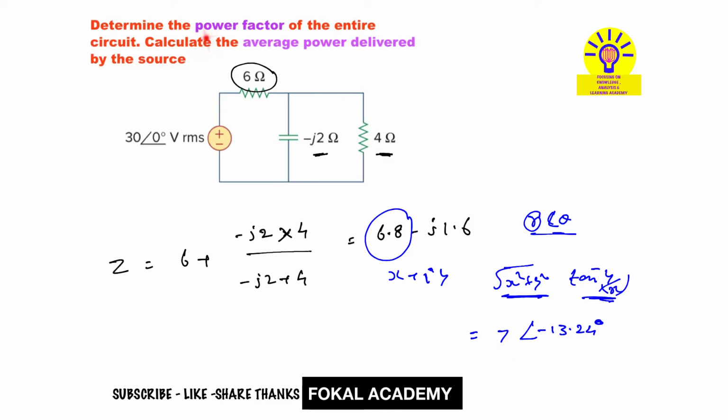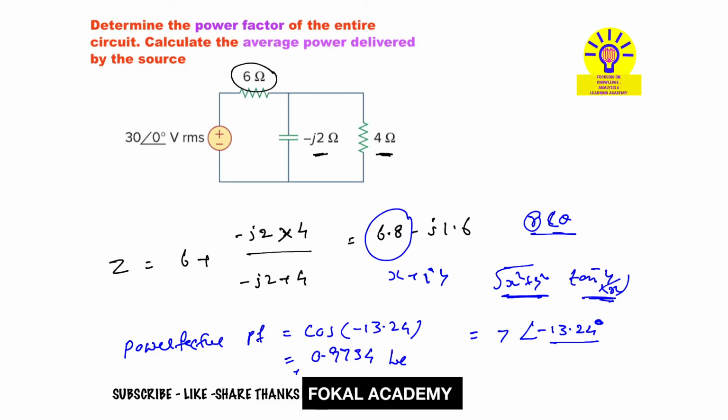Now how to find the power factor? We know that power factor is equal to cos theta. Here theta means minus 13.24. So PF equal to cos theta, theta means minus 13.24, so that's equal to 0.9734. So it is a positive value, so it is nothing but leading. So it is a leading circuit.